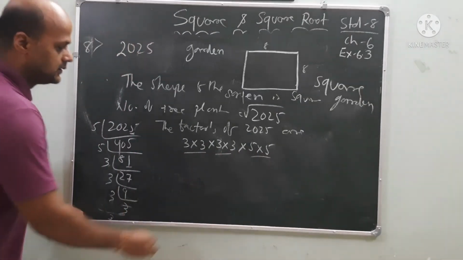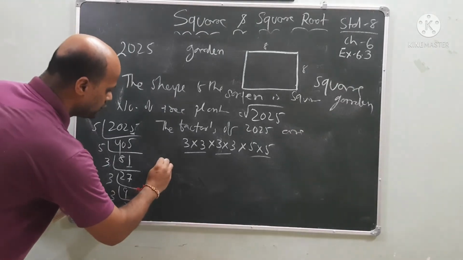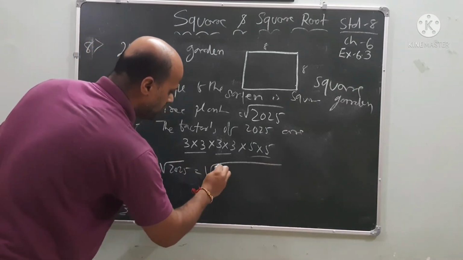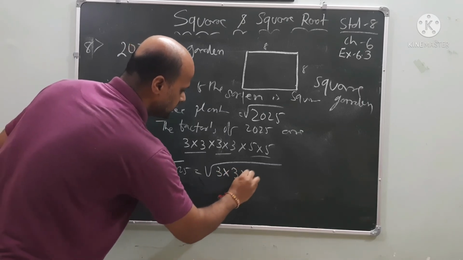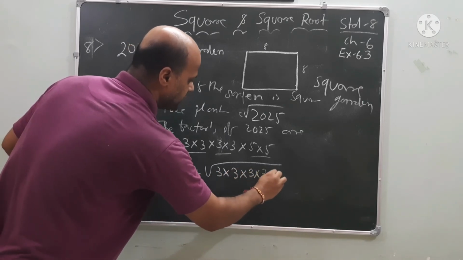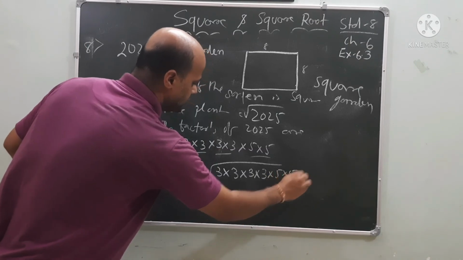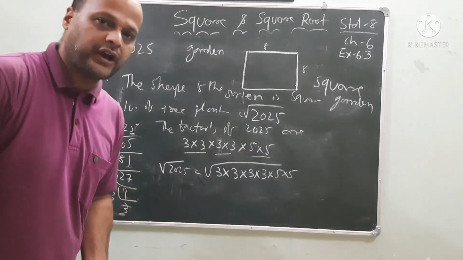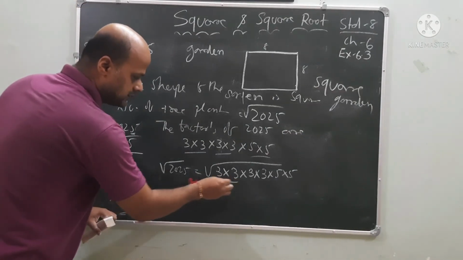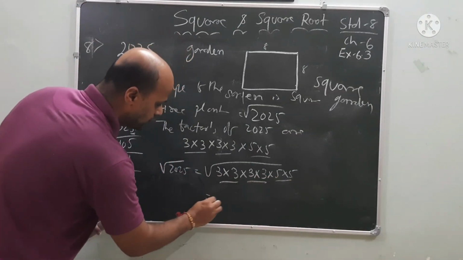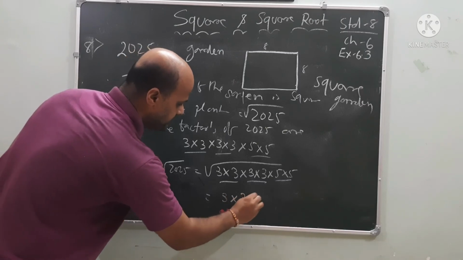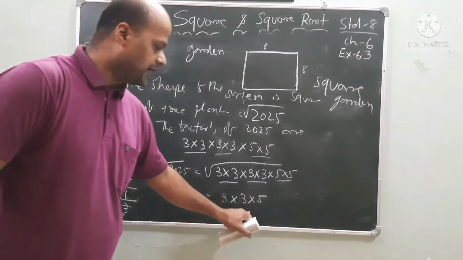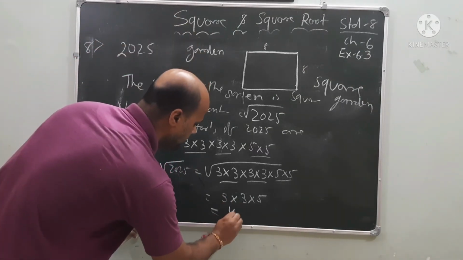So you have to write the square root of 2025 is the square root of the paired numbers. Yes or no? Good, my dear friends. Very good, this is the answer we have found out. To take out the square root, out of each pair take out one. So what is the result here? It came 3 threes are 9, 9 fives are 45.